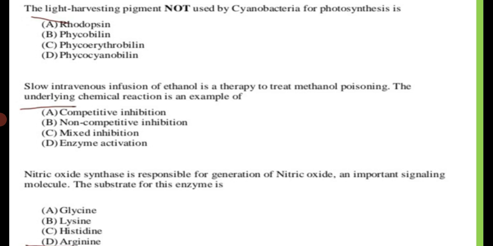The next question: slow intravenous infusion of ethanol is a therapy to treat methanol poisoning. The underlying chemical reaction is an example of. It is an example of competitive inhibition. Ethanol or fomepizole serves as an alcohol dehydrogenase inhibitor.